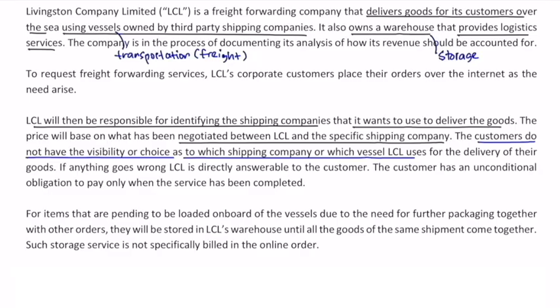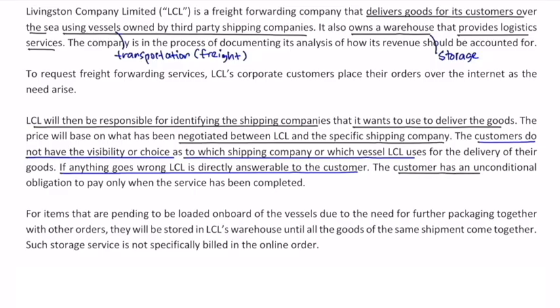of their goods. If anything goes wrong, LCL is directly answerable to the customer, and has the primary responsibility to ensure the goods are delivered to the designated locations. LCL has the primary responsibility. LCL is the one deciding which forwarding company to use for the respective request or job.